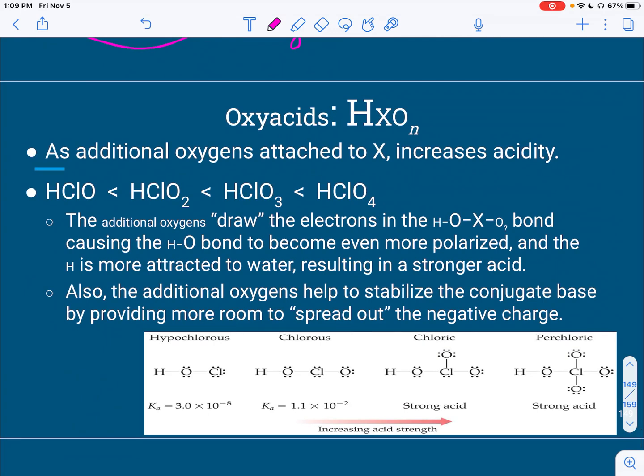So another thing, before we get to the other thing, this is just an explanation of what we just talked about, okay? The more oxygens you have, the more easily this H can get taken off, and that's what we want to happen in an acid. Also, the additional oxygens help to stabilize the conjugate base. We don't really need to worry too much about that right now.